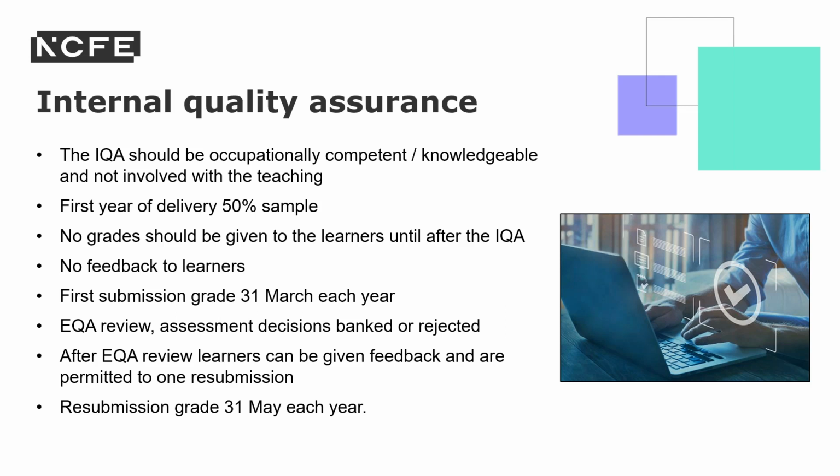If this is the first year of delivery, then we do recommend the IQA sample to be 50% of the learner cohort. The sample should contain a wide range of learners, grades, assessors, and satellite centres if applicable. After the first year, the sampling size can be reduced. And while there is no specific number on the size of the sample, it should still be large enough to give the IQA a picture of the work that has been completed by the learner. So we would recommend between a 20 and 40% sample.